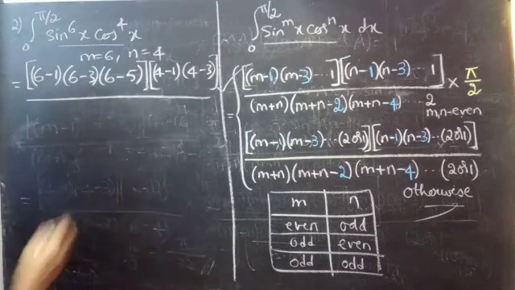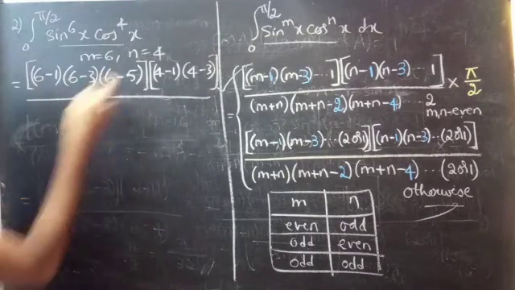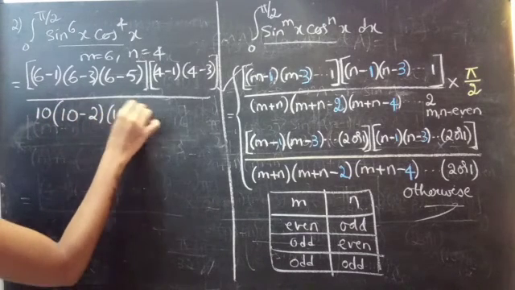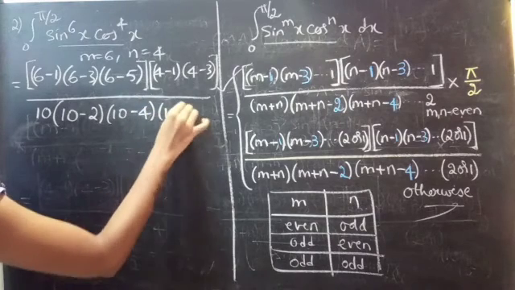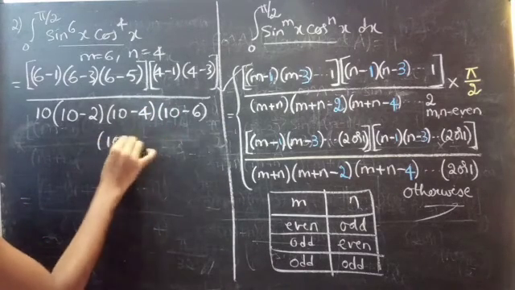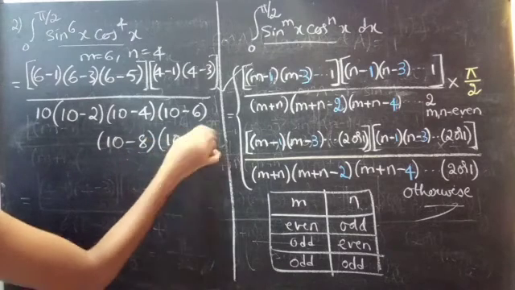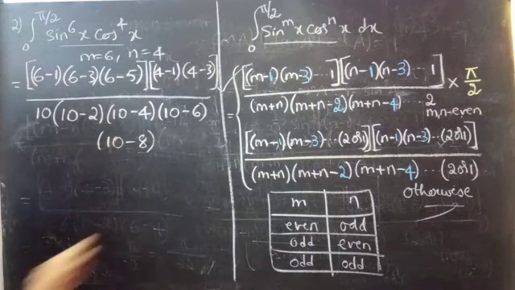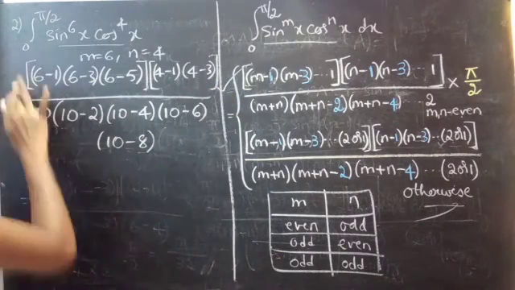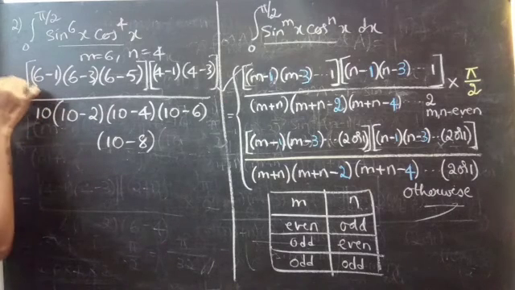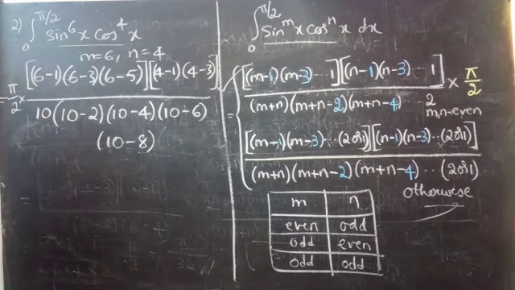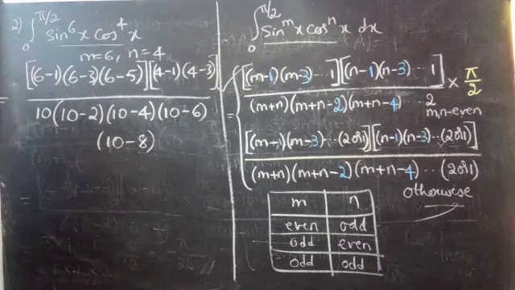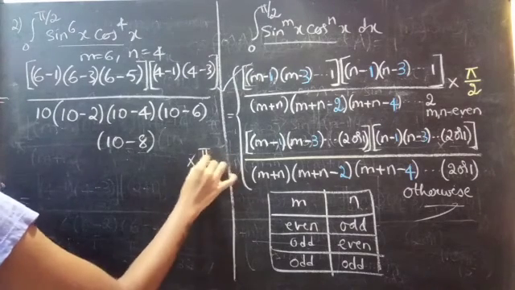Divided by m plus n. m plus n is 10. 10 into 10 minus 2 into 10 minus 4 into 10 minus 6 into 10 minus 8 into 10 minus 10. 10 minus 10 is again negative, so stop it here. Into pi by 2. Since m and n are even, you will include pi by 2. I am writing it separately, okay?